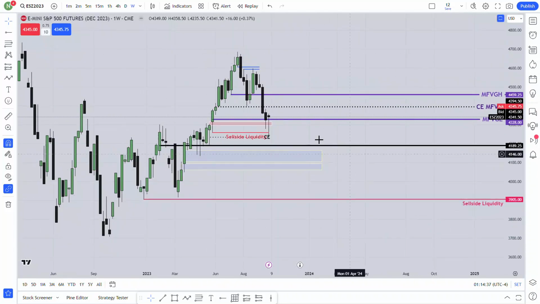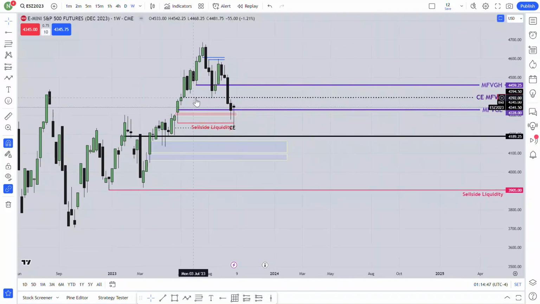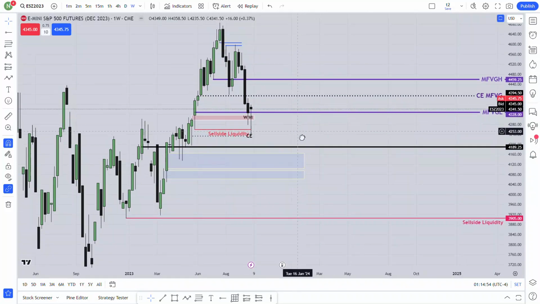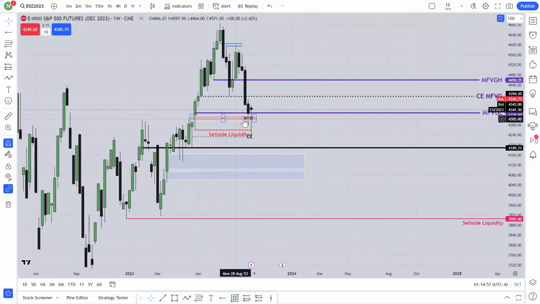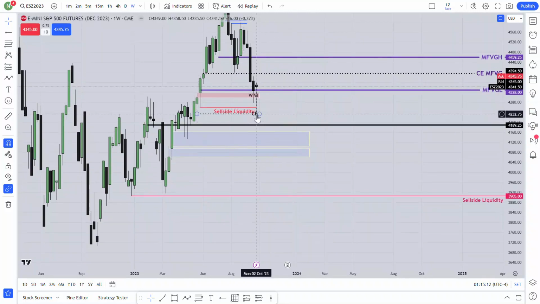Okay. So this is the weekly chart for mini S&P, and you see this is the monthly fair value gap. This fair value gap is from the monthly chart, and I'm here in the weekly chart. If you go to the monthly chart, you can mark this level, because this is very important. Right now price is over here. Last week it traded this weekly volume imbalance, then it cleared the sell side liquidity, and it went just above the consequent encroachment of this week. It didn't trade the consequent encroachment, it was just above it, but this is a very important level.